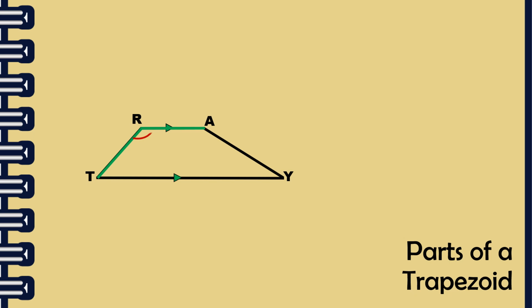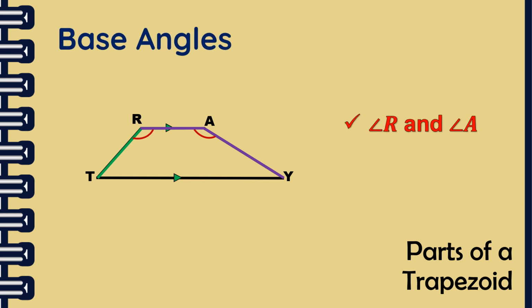Angle R is formed by the base segment RA and the leg segment RT. On the other hand, angle A is formed by the base segment RA and the leg segment AY. These two angles, R and A, form a pair of base angles. Base angles are pairs of angles formed by a base and legs of a trapezoid.